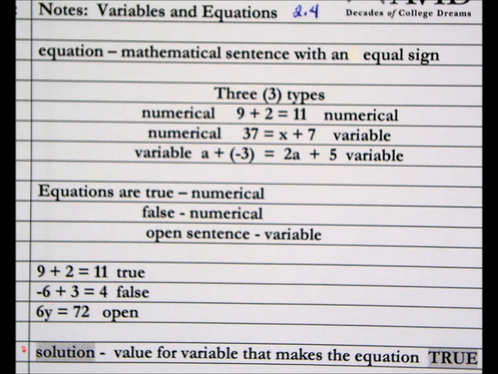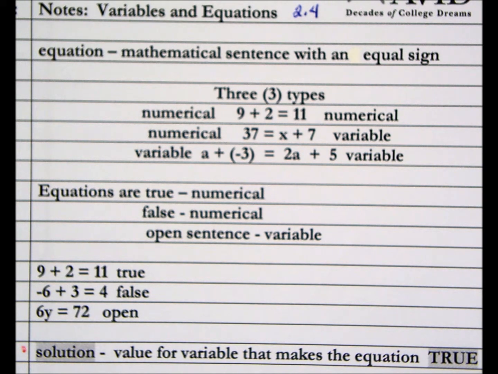An equation is true if when you add the numbers or complete the operation, you get the same answer on both sides. It's balanced. So 9 plus 2 is equal to 11. That is a true equation. It's false if one side of the equation does not equal the other side. So negative 6 plus 3 is actually negative 3, and it does not equal 4. So therefore, that's a false equation. If you have a variable in the equation, it's neither true nor false. It's an open sentence or an open equation. So if there's a variable like 6y is equal to 72, it is an open equation.